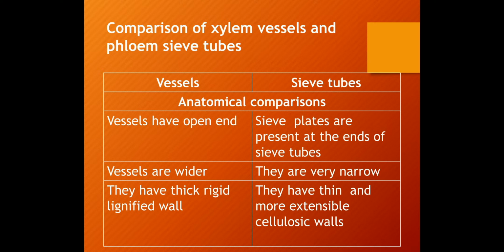So let us study the comparative study of the xylem vessels and the phloem sieve tubes. First, coming to the anatomical comparisons, vessels have open ends, whereas in sieve tubes, at the ends, you see the presence of sieve plates. Xylem vessels are wider and the sieve tubes are very narrow. Vessels have a thick, rigid, lignified wall, whereas the sieve tubes have thin and more extensible cellulosic walls.